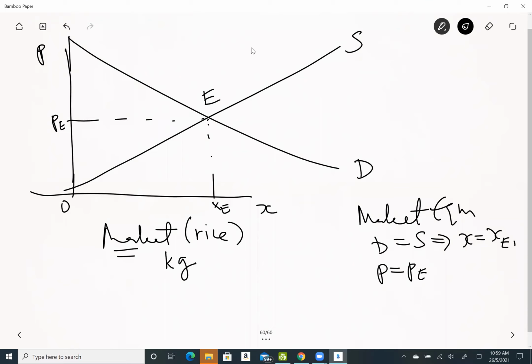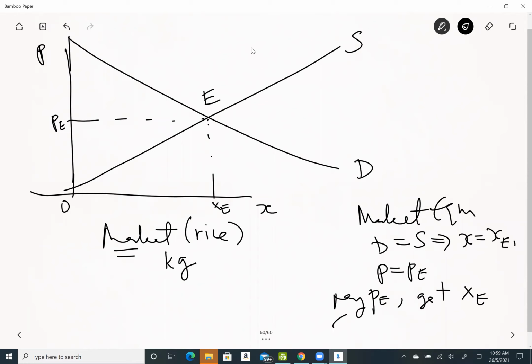Huh? We pay what? We pay PE. Okay, you pay PE. What do you get? How much? What quantity do we get? XE. You know, it's not a price of $1 or RM3 or whatever. The price is PE. I get XE.